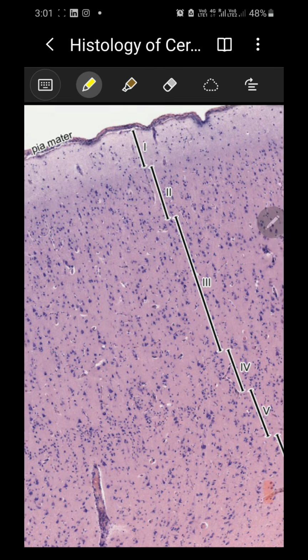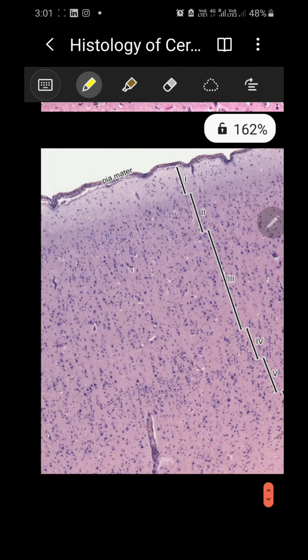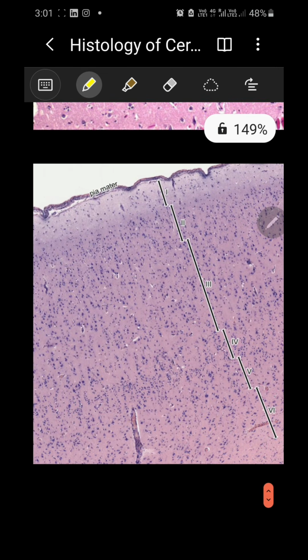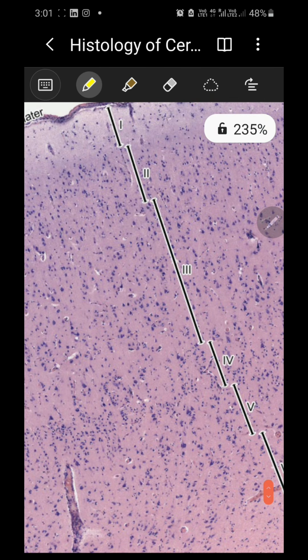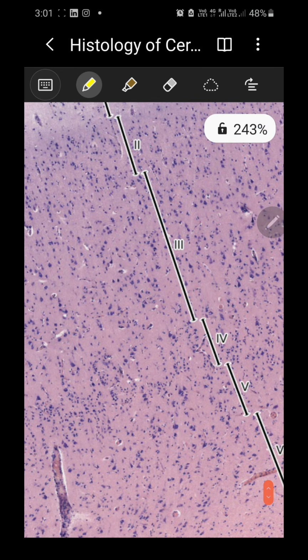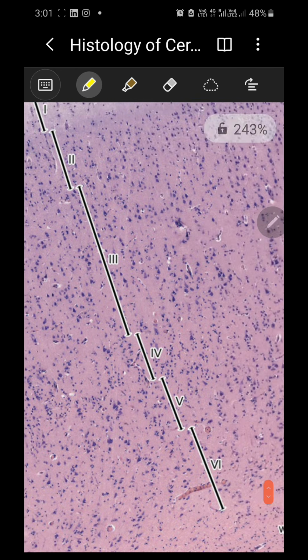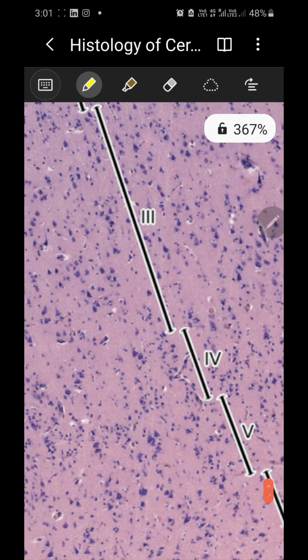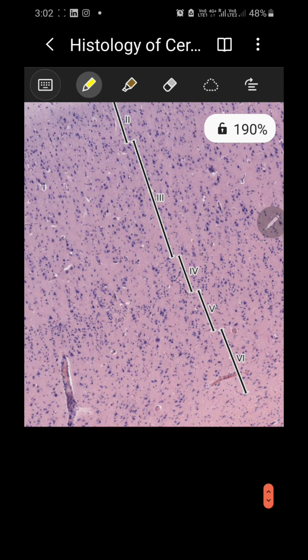Then you find the outer molecular layer, this one, number 1. Can you see now? Compare. So the molecular layer has less cellularity, more fibrous content. In number 1 you can see small little granule cells, right? Number 3 is a little larger cells.